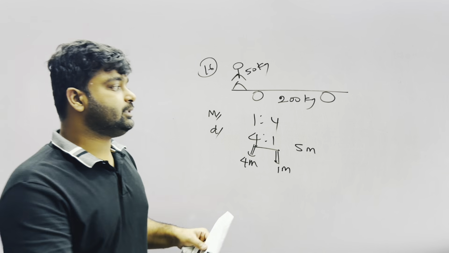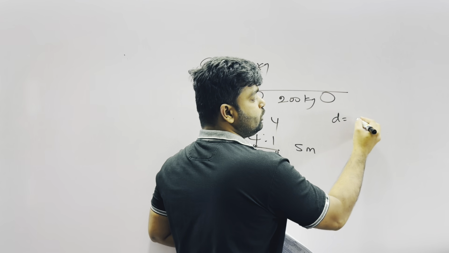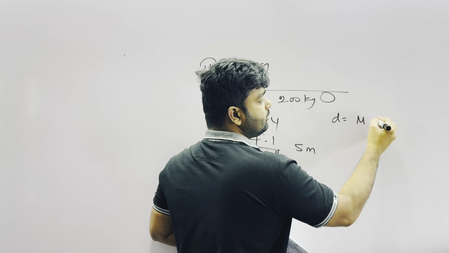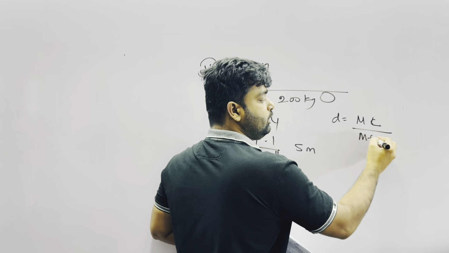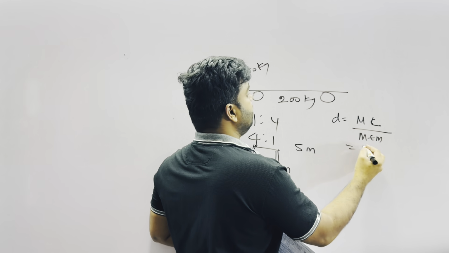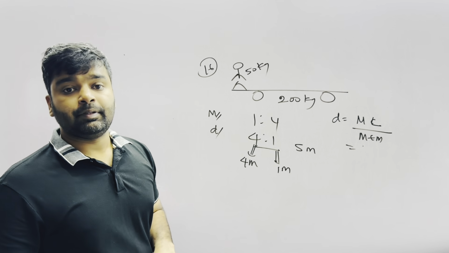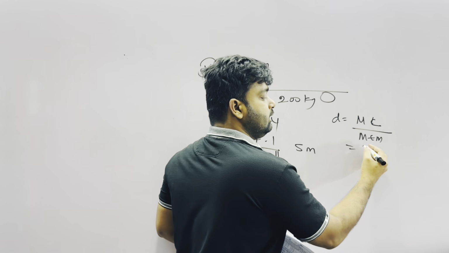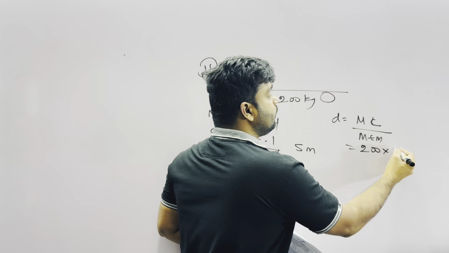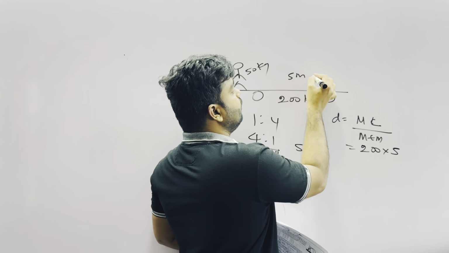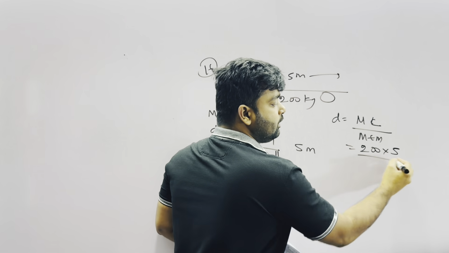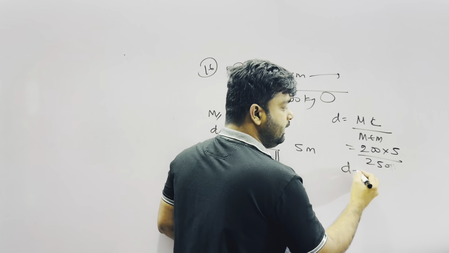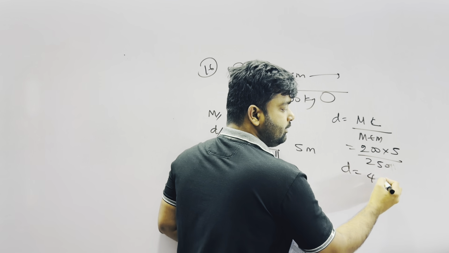Otherwise, you can use the equation: distance is equal to mass times total distance over total mass. If you want the distance traveled by the man, you have to put the mass of the trolley, 200. The total distance is 5 meter, over total mass 250. Then if you divide, the answer will be 4 meter.